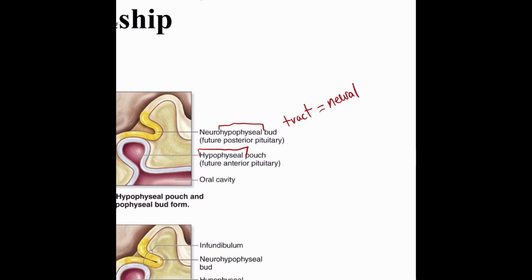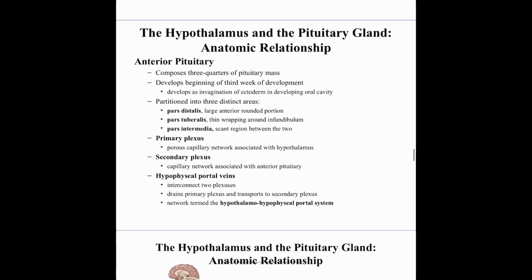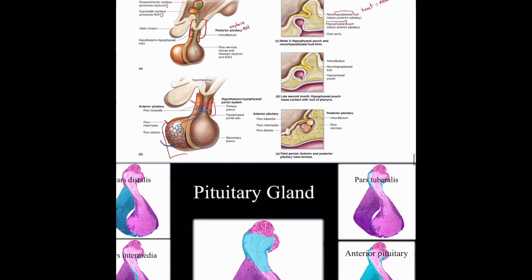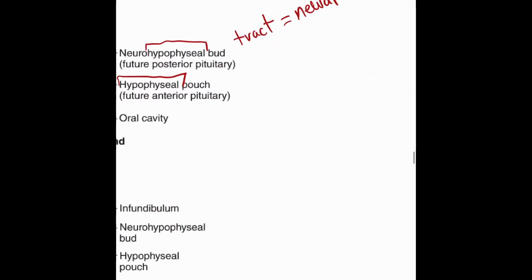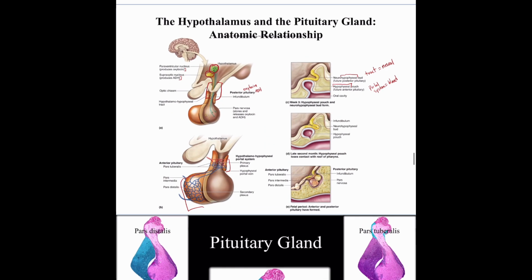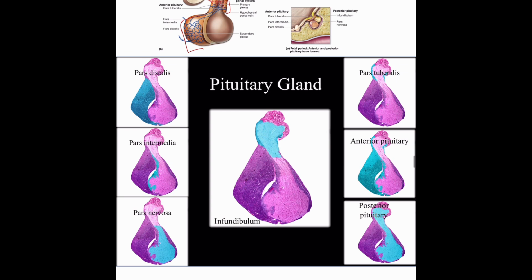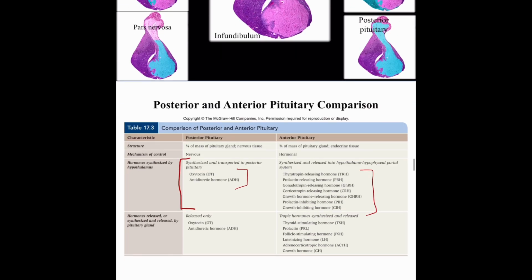I can't remember anything for the life of me. The portal system is just blood, right? So it's the anterior pituitary. The anterior pituitary, I think, holds something like 7 hormones, right?